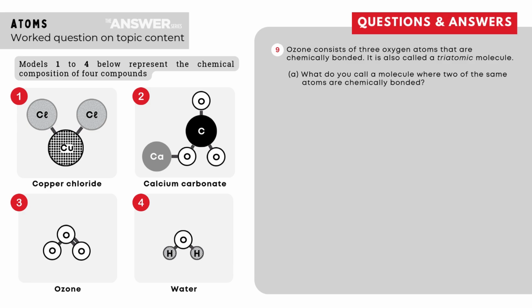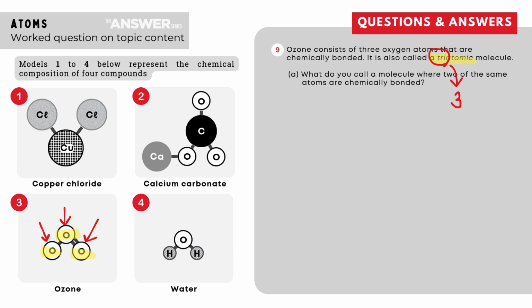Question 9. Ozone consists of 3 oxygen atoms that are chemically bonded, and you can see that in the diagram of molecule number 3. It's also called a triatomic molecule. What do you call a molecule where 2 of the same atoms are chemically bonded? So here the question is trying to help you. It tells you that ozone has 3 oxygen atoms, and it's called a triatomic molecule. So the tri obviously refers to 3.